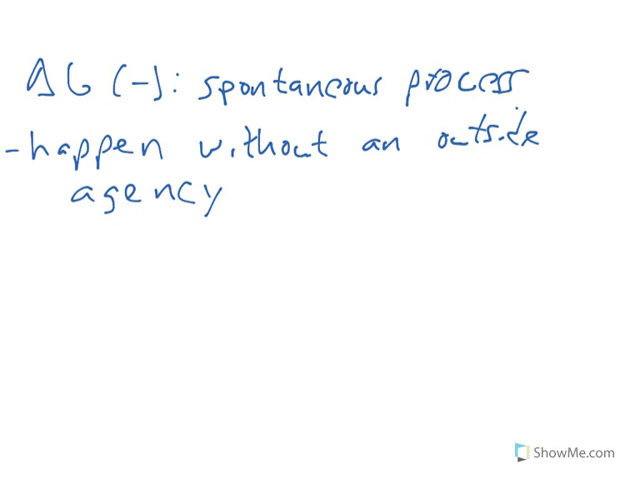So the oxidation of iron, for example, is a spontaneous process. It happens without any outside agency. All you need is iron contacting oxygen, and it happens. However, the reverse, taking iron oxide and splitting it to iron and oxygen gas, is something we call a non-spontaneous process, and that takes an outside agency in order to drive that reaction in reverse.